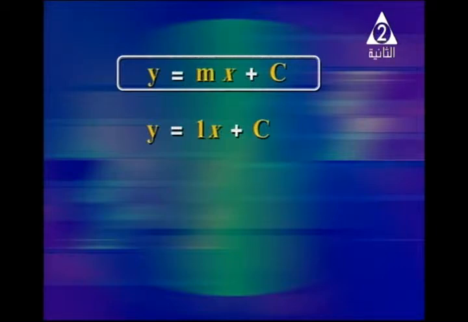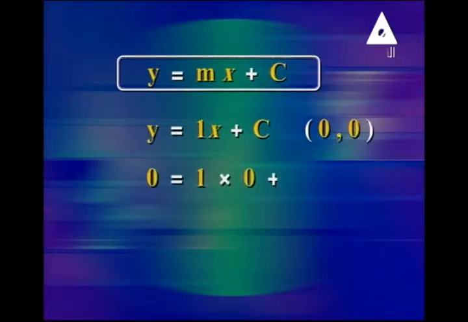What about c? To find the value of c, you are going to substitute by the point (0, 0), which is the origin. So y equals 0. Then 0 equals 1 multiplied by x, which is 0, plus c.